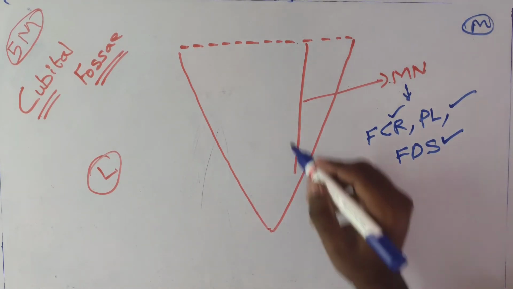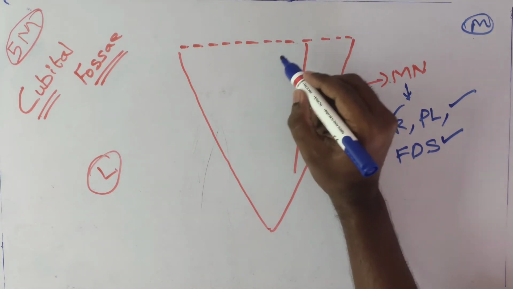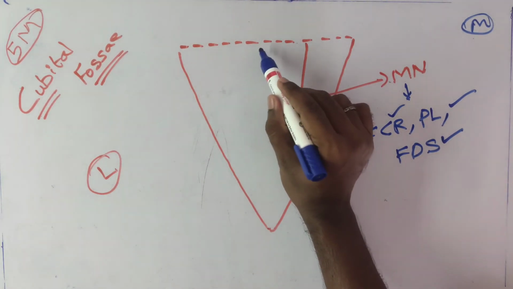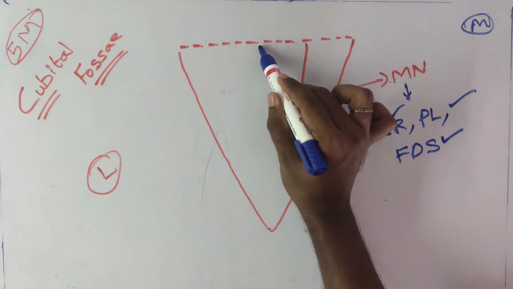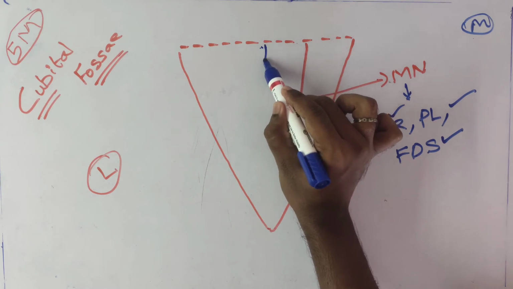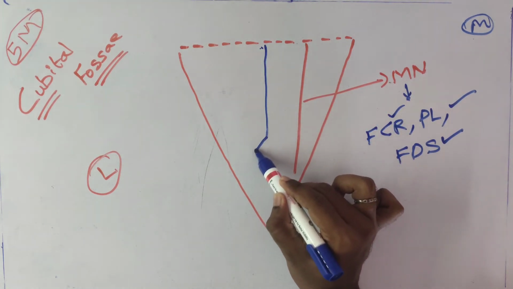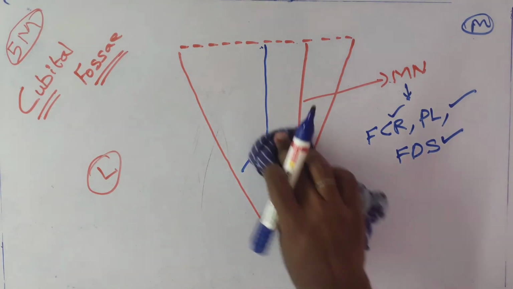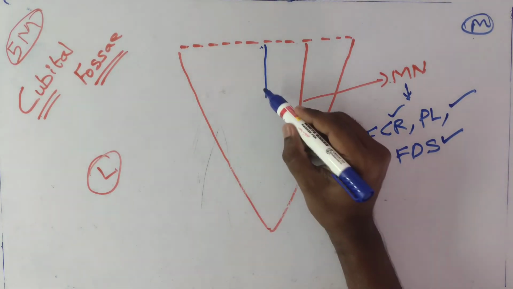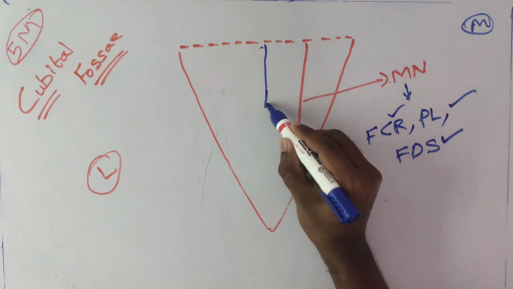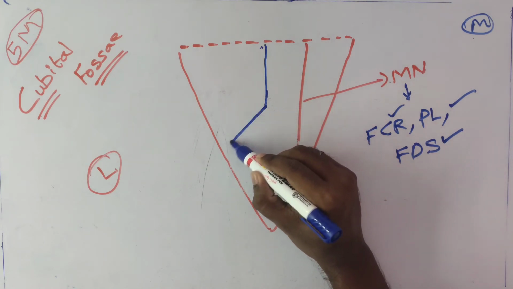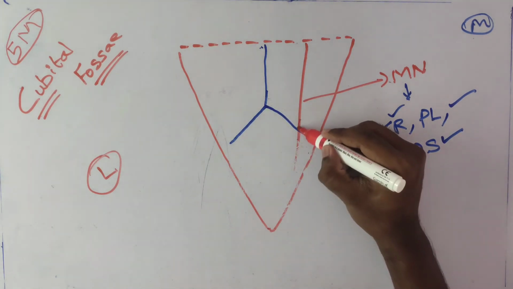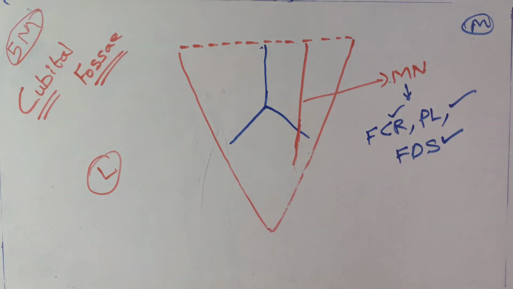And now coming to the brachial artery. And here is the brachial artery. In the triangle, the terminal part of the brachial artery, that means at the end of the brachial artery, it divides into the radial artery and ulnar artery. These three are present in the brachial artery.